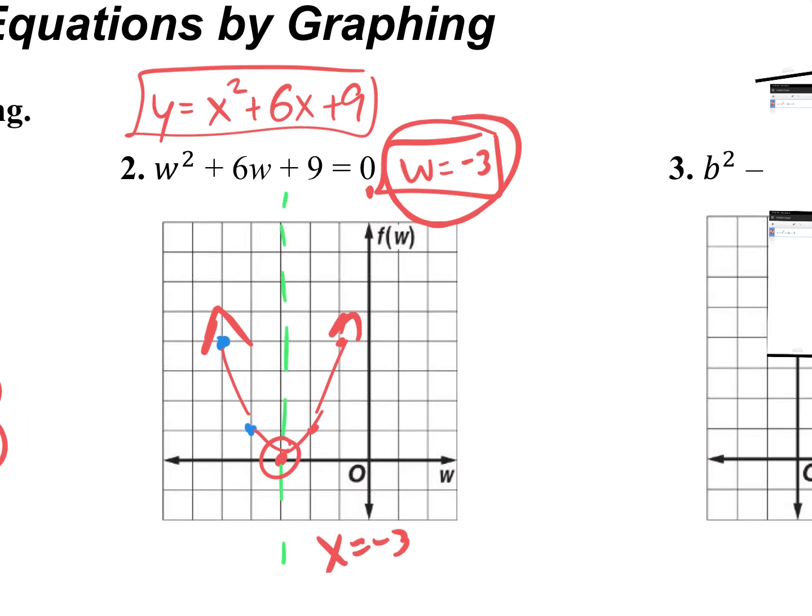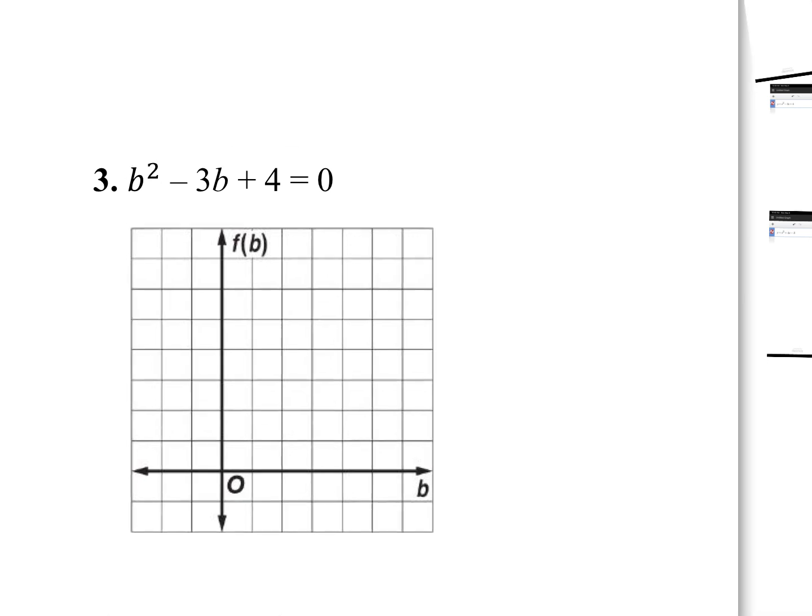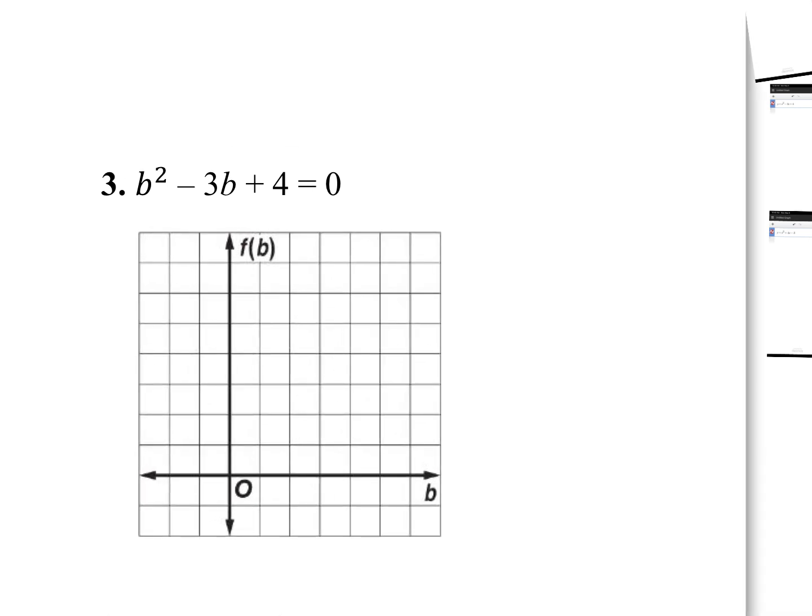How about this next one? If you graphed it on Desmos, first of all, how would you type it into Desmos? Could somebody tell me? Y equals x squared minus 3x plus 4. You just replace the b's with x's. That way it works out nicely on Desmos. And then graph it, and see where it crosses the x-axis, and those will be your answers. Okay? So go ahead and do that.